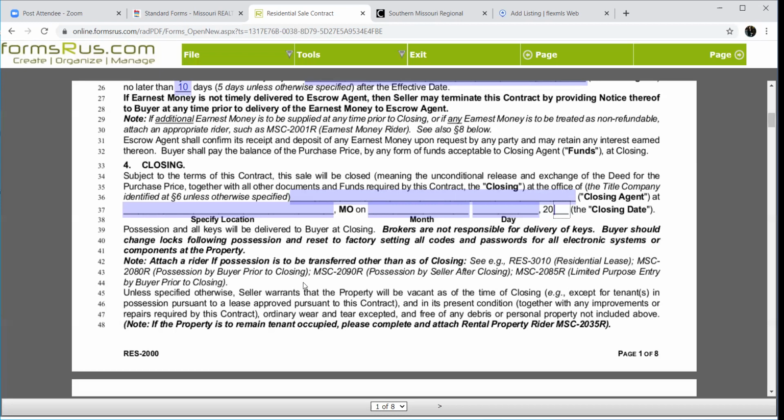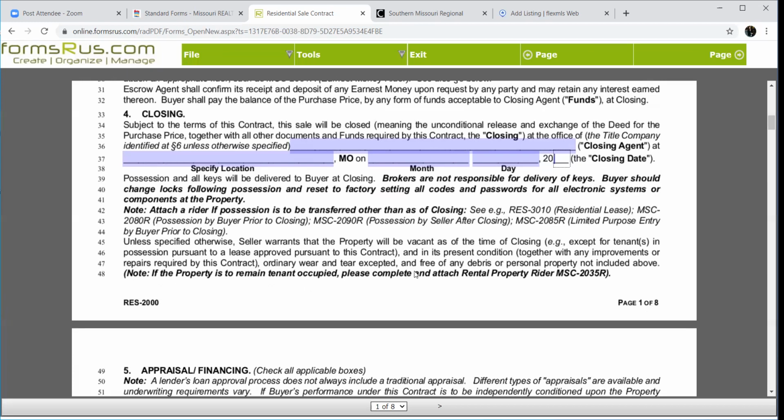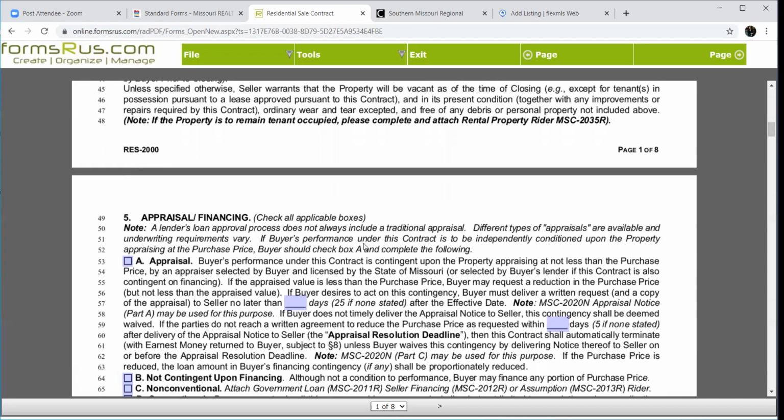So try to have the people moved out and the new people move in on the day of closing. If there is a tenant, you've got a tenant rider that you've got to attach. And like I said earlier, the buyer should expect, other than ordinary wear and tear, it should be in the same condition as when they viewed it and free of any debris and personal property.